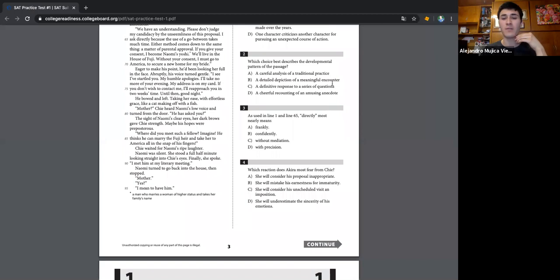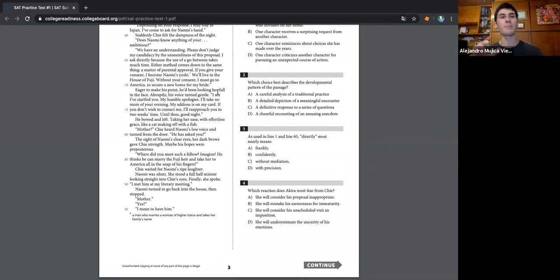Detailed depiction of a meaningful encounter. It is definitely detailed. There's a lot of detail about the rain, the way someone was standing, and the emotional appreciation, and it is a meaningful encounter. A definitive response to a series of questions. There is really no interrogation here. It's one question and there is no definitive response. So it's wrong in many ways.